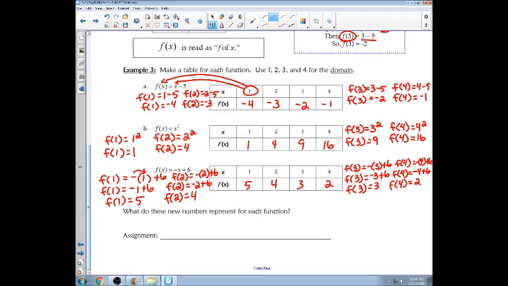Okay? What do these new numbers represent for each function? They represent the range, or the outputs, or the y values, or the dependent variables. All those things just mean the exact same thing.